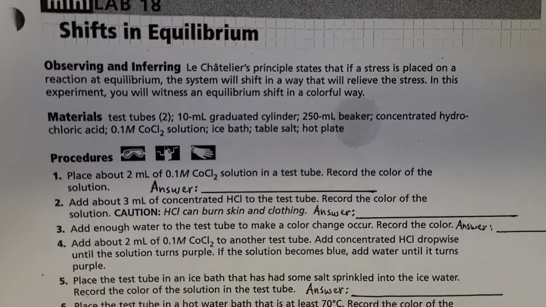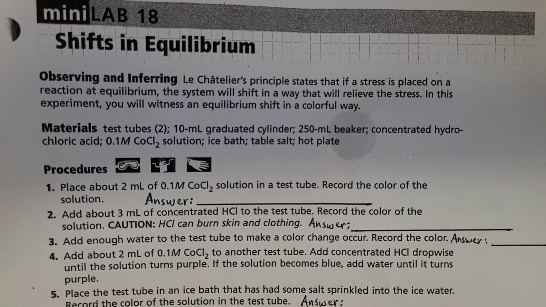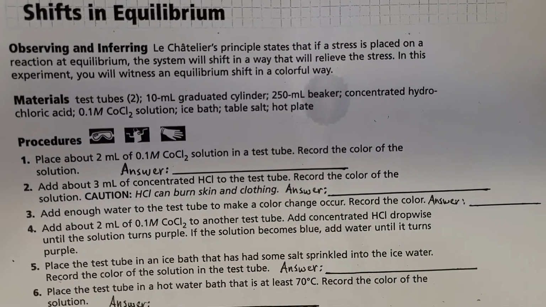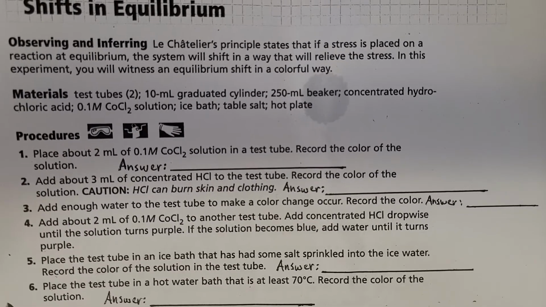Welcome back, Chemistry 30. So this is the shifts in equilibrium. We're doing a virtual version of the lab here. We're going to run through all 6 of these steps and see, of course, what we get.